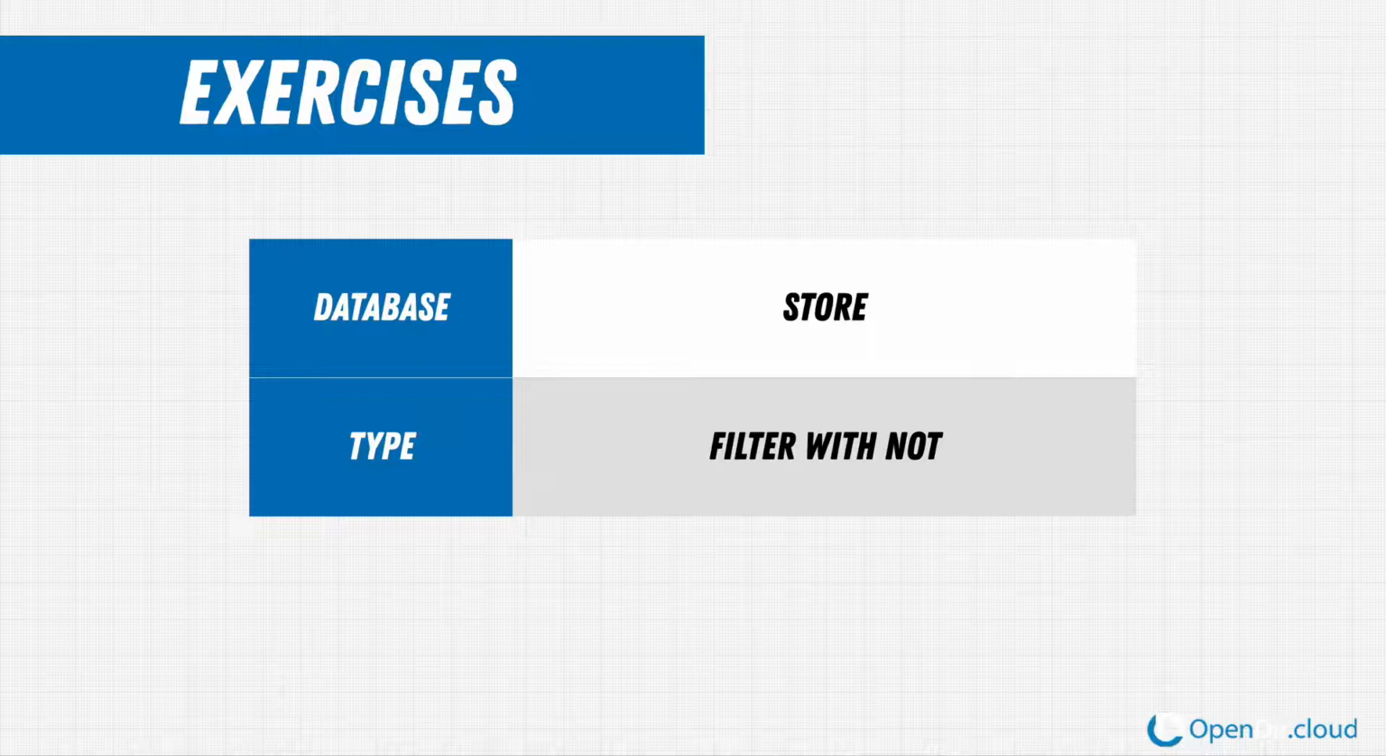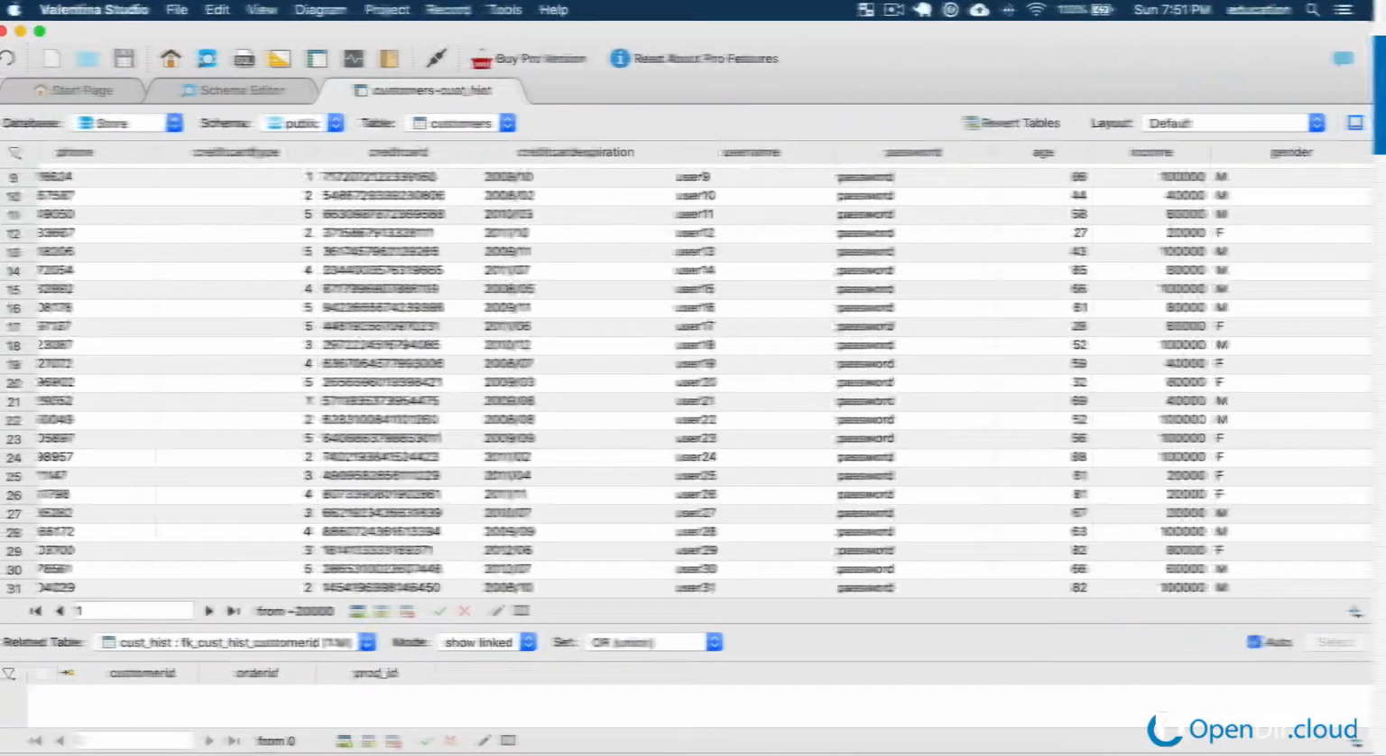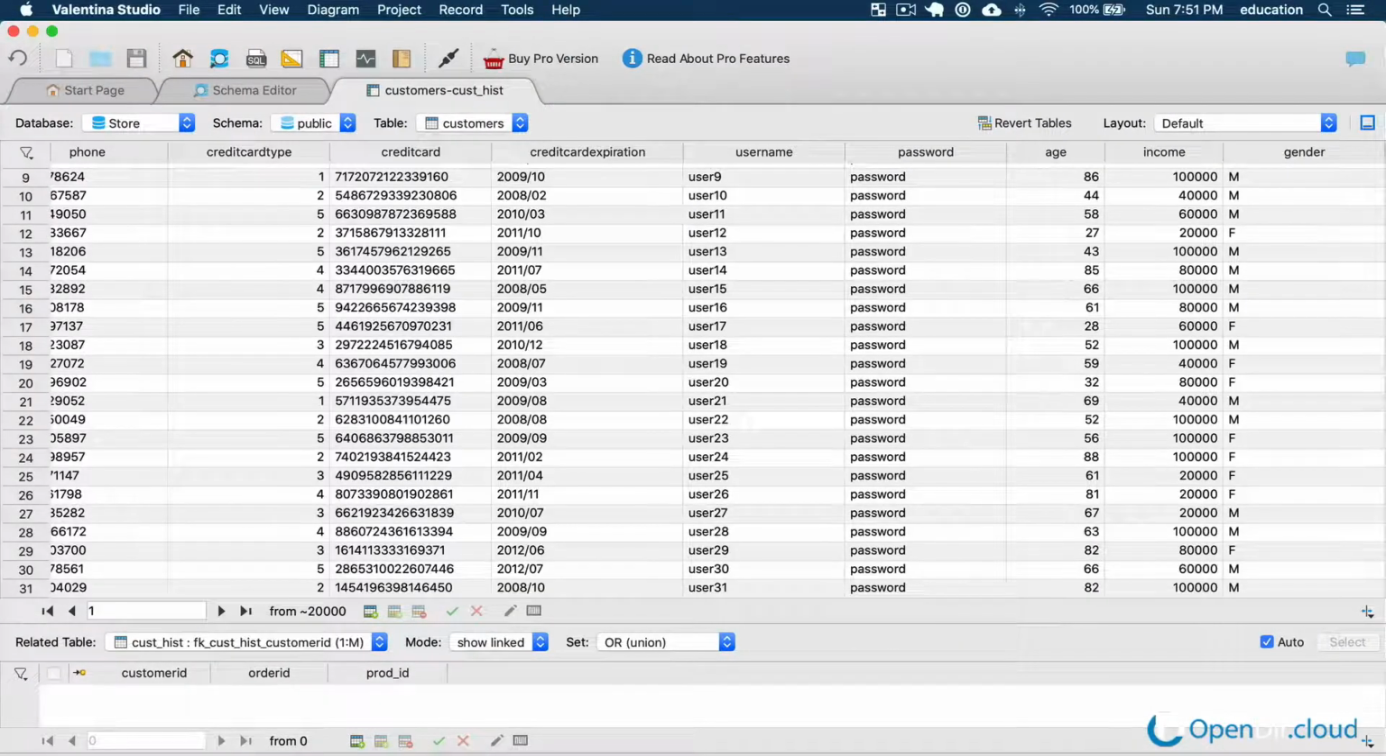So let's do a quick exercise on the store database. And let's do it filtering with the not keyword. Now, our exercise is how many customers aren't 55? So this again is combining multiple things we've learned so far. So let's go ahead, pause the video here, go and try out that not keyword and see what result you get.